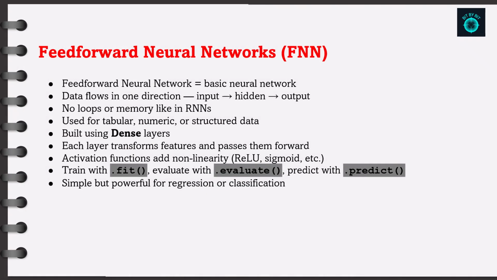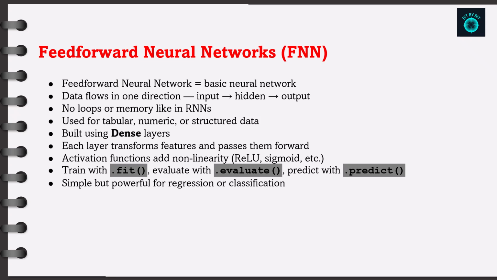Feed-forward neural networks, FNN. Feed-forward neural networks, often called FNNs, are the simplest and most common type of neural network. Data moves in only one direction, from input to output, with no feedback or memory connections. Each layer is made up of dense units, where every neuron is connected to all neurons in the next layer. These networks are great for tabular data, numeric features, or any structured dataset where each input is independent.